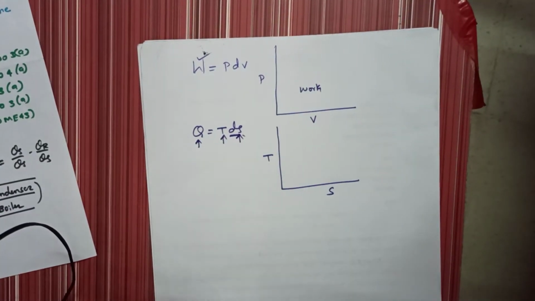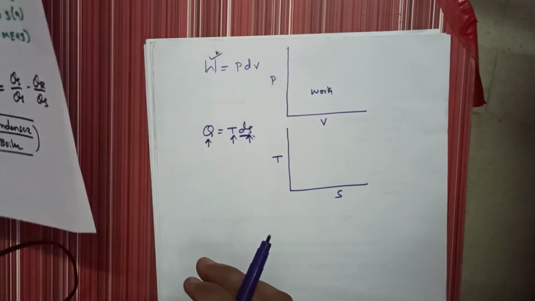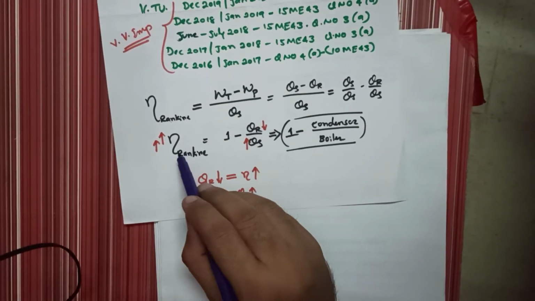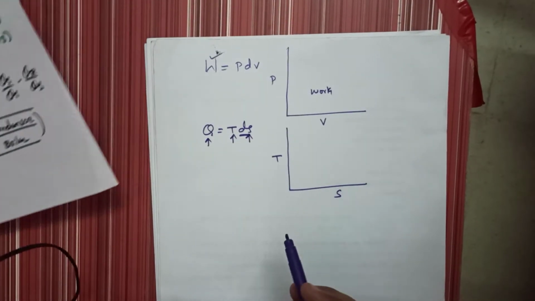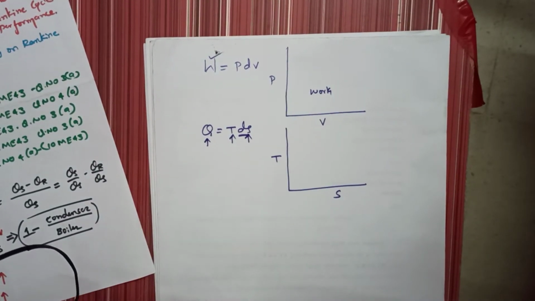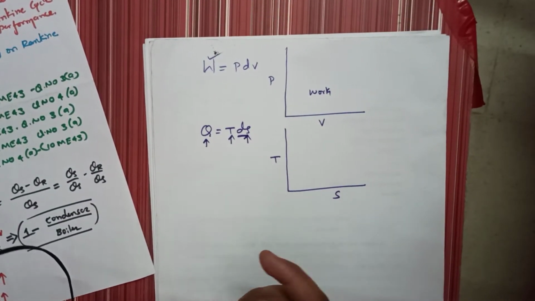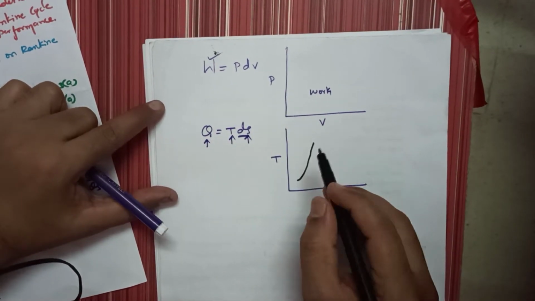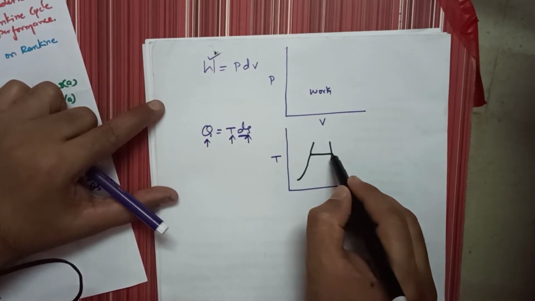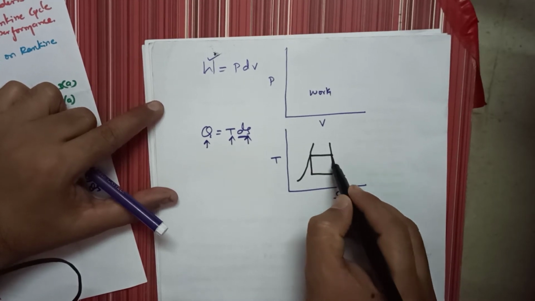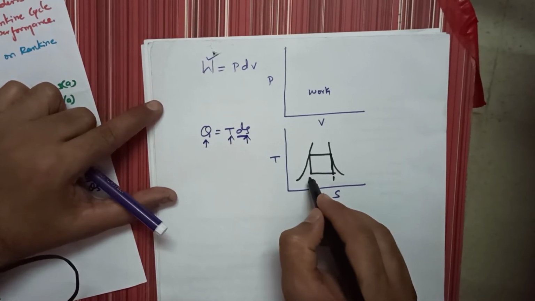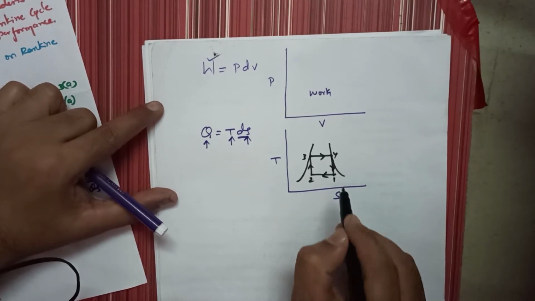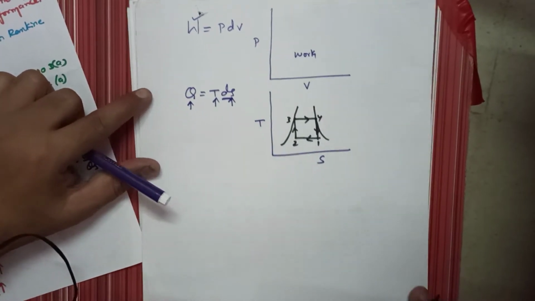Why I am discussing this here is that efficiency depends on Q. If the value of Qr is less, efficiency increases. So we will discuss now. Just take an example here, a TS diagram, a general example. On a general cycle, let us take this as the saturated liquid line and this as the saturated vapor line. Assume that this is one curve. We don't know what type of curve it is: 1, 2, 3, 4. It is a Carnot cycle, but assume some cycle.